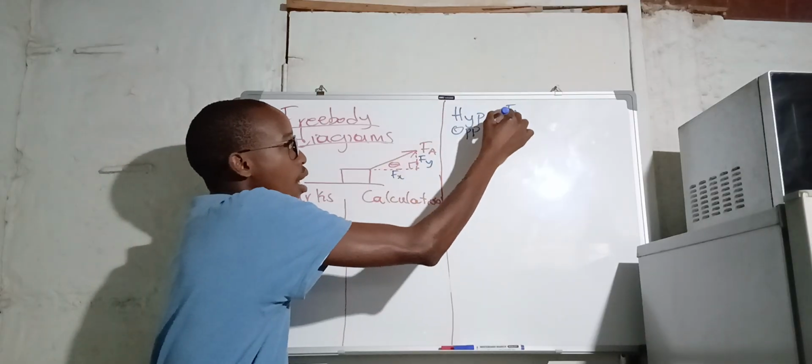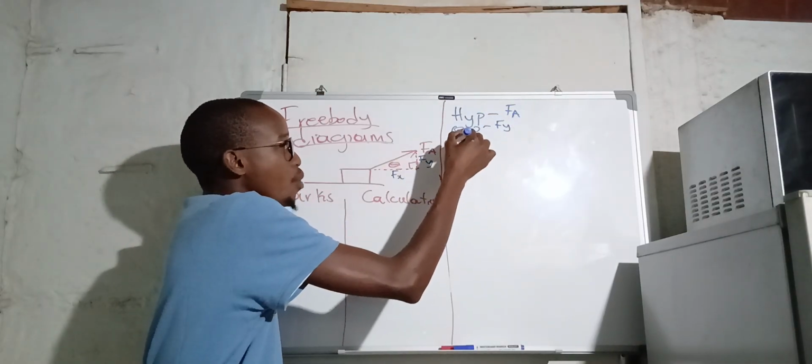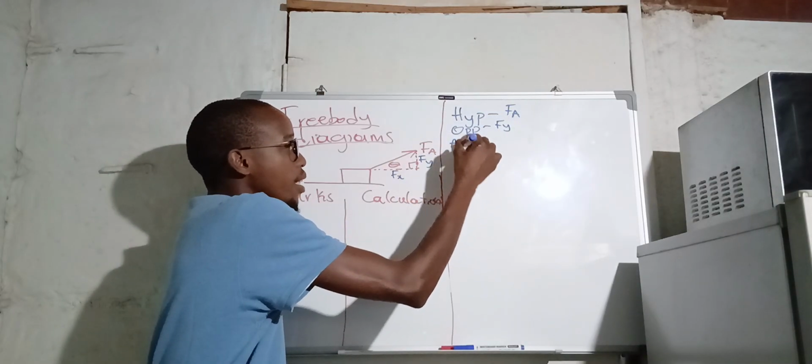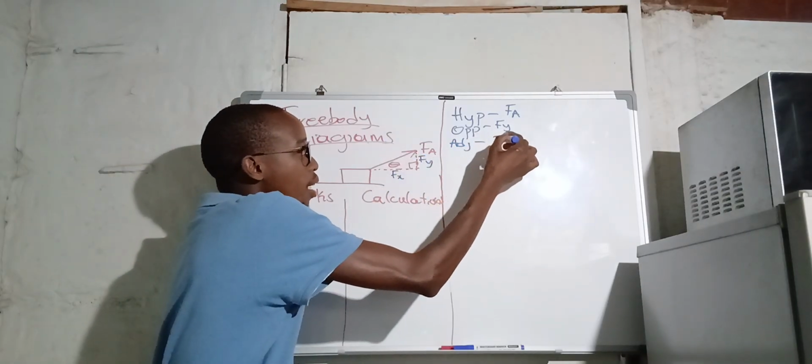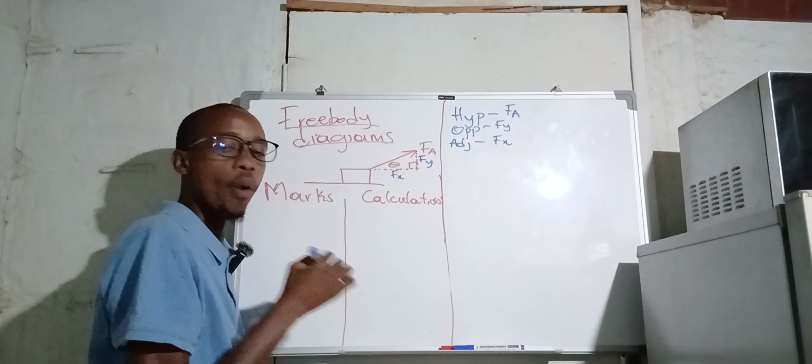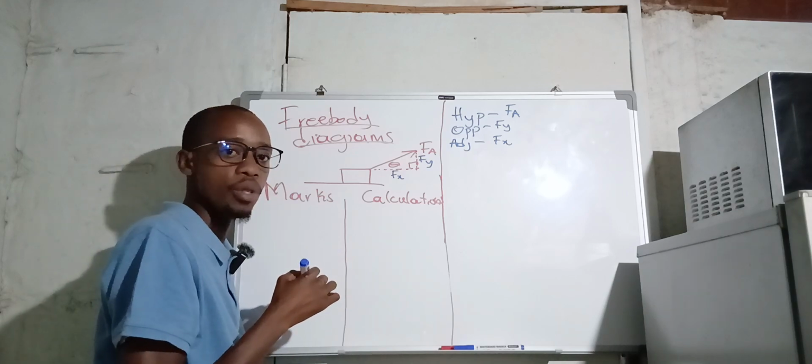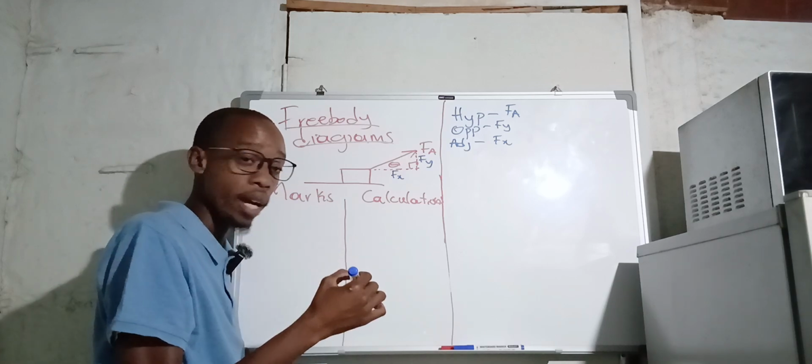Opposite is Fy. And then we have the adjacent of angle theta. Adjacent, the side below the angle. It's going to give us Fx. Now, where do these trigonometric ratios enter, and how are they going to help us?